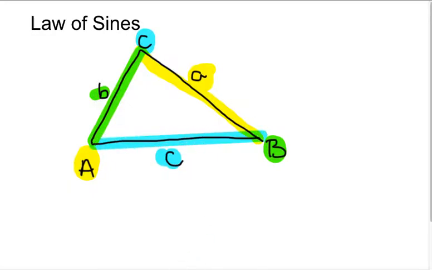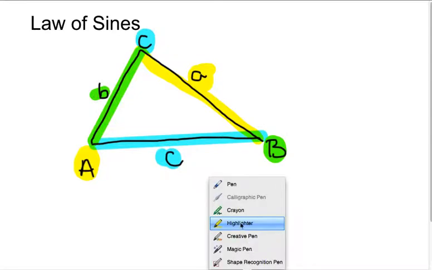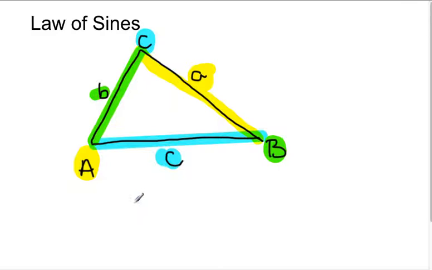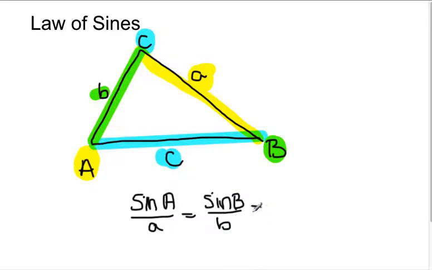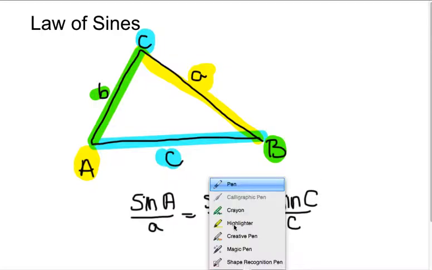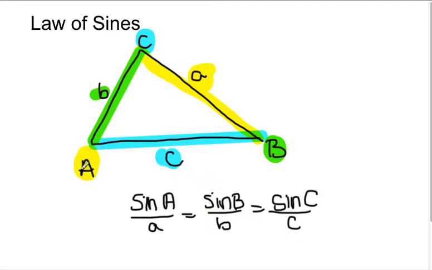Okay. Now, what the relationship says and the law of sines says is that if you take the sine of A and divide it by A, that's the same as taking the sine of B and dividing that by little b, which is the same as taking the sine of C and dividing it by little c. Okay, so you can see here it's making a connection between A and A.